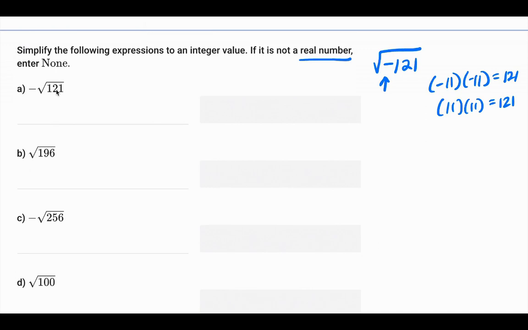So 121 is equal to 11 times 11. And so when we take the square root, it's finding a pair underneath that are the same. So every pair that's underneath, one will come out. So this would be just a negative 11.